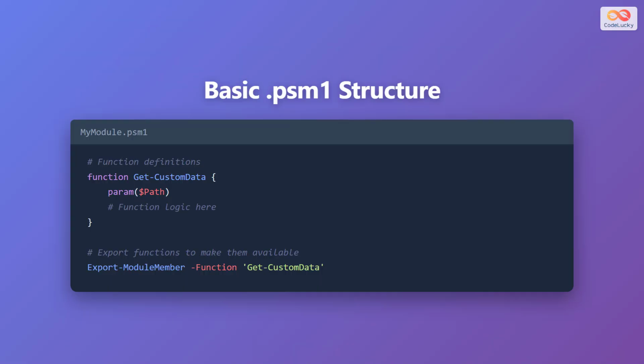Let's look at the basic structure of a .psm1 file. The file is named mymodule.psm1. Inside, you define your functions just like you would in a regular PowerShell script. For example, here we have a function called Get-CustomData that takes a path parameter. After defining your functions, you need to explicitly export them to make them available when someone imports your module. This is done using the Export-ModuleMember cmdlet, followed by the -Function parameter and the name of the function you want to export, in this case, Get-CustomData. This export statement tells PowerShell which functions should be accessible to users of your module.